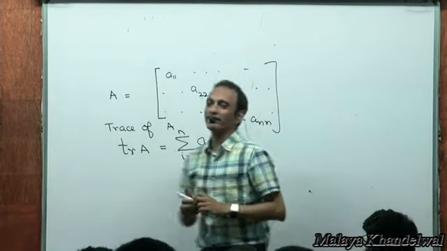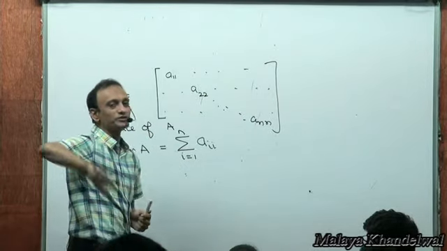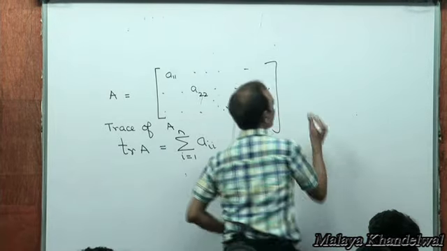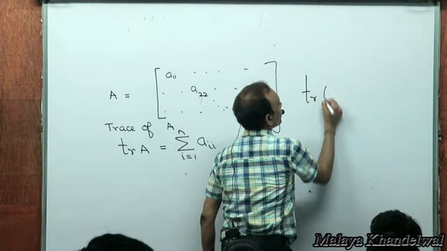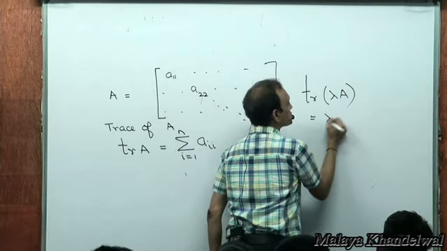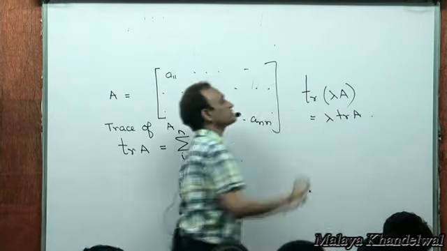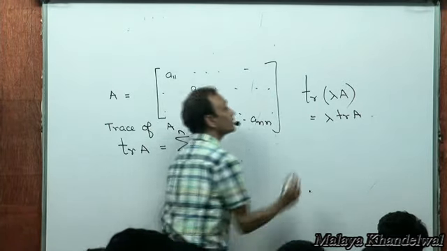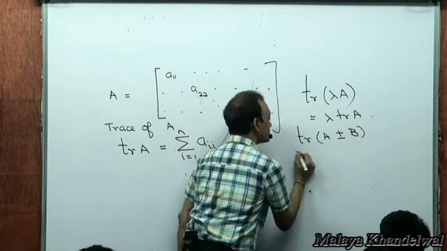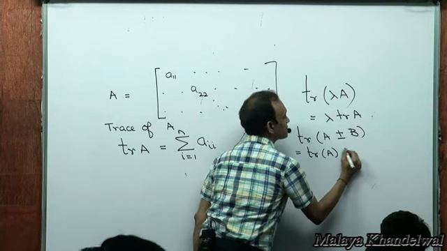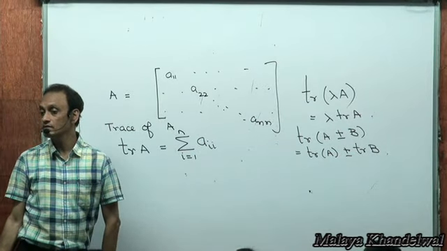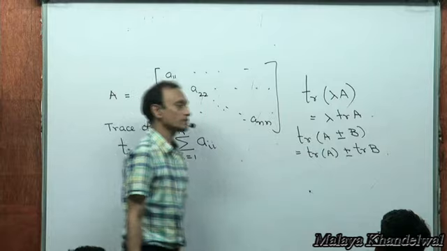I will have a few remarks after this, but let me just introduce this terminology in a very dumb way. Trace of lambda A, where lambda is a scalar and A is a matrix, would be lambda times trace of A. Trace of A plus minus B is going to be trace of A plus minus trace of B.